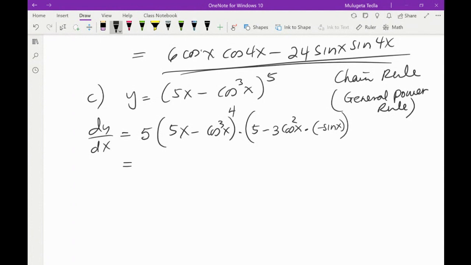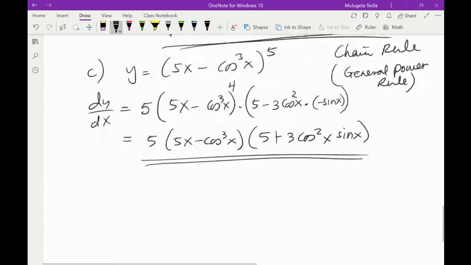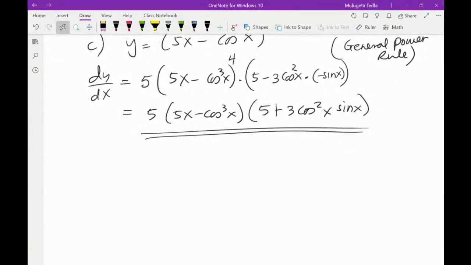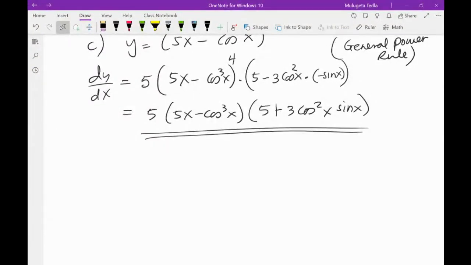So this is equal to 5x minus cos cubed of x, and 5 plus 3 cos squared of x sine of x is what we need. To the power of 4. Yes, thank you, sir. There is a missing 4.